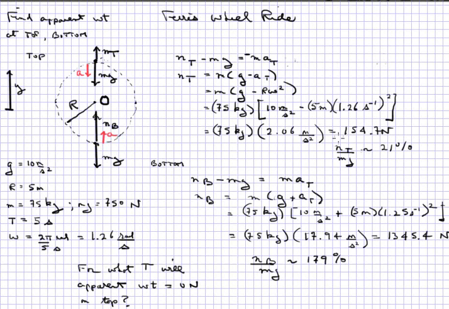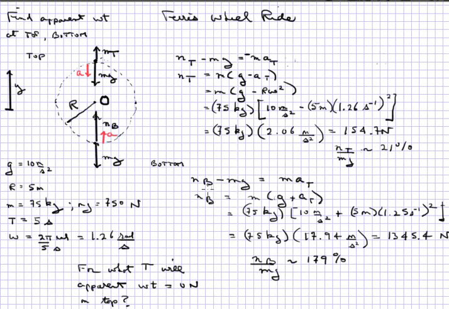Look back at the speed bump problem where I talk about the segue, the connection between the normal force and the reading on the scale. And so if I take the normal force and divide by mg, that's going to be the percent that the apparent weight is of the weight, and it's roughly 1/5, 21% to be more precise.